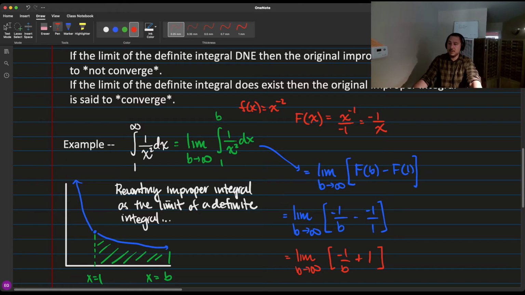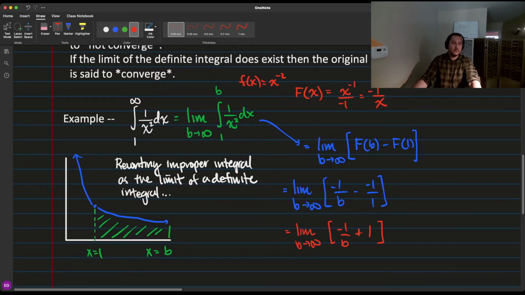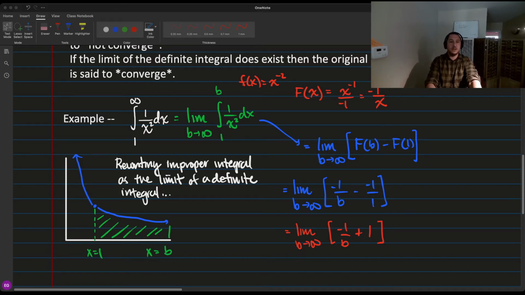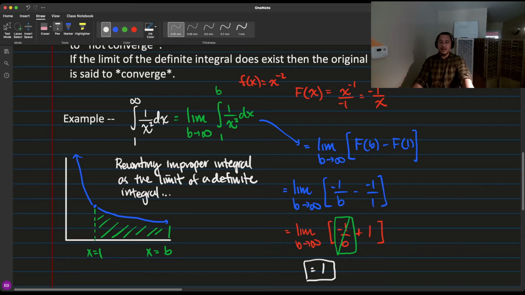So as b goes to infinity, what do you get there? What does negative 1 over b go to as b goes to infinity? What happens to that value? This one right here. Yeah, 0. This part goes to 0. So the whole limit becomes 1. Which is sort of interesting. What does that 1 mean? It means that this infinite area here has an area of 1 unit.